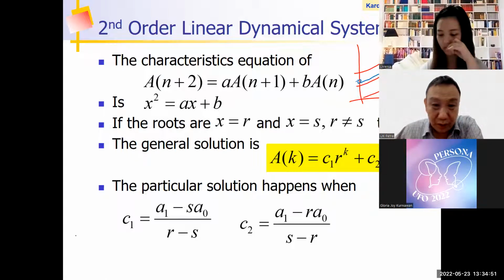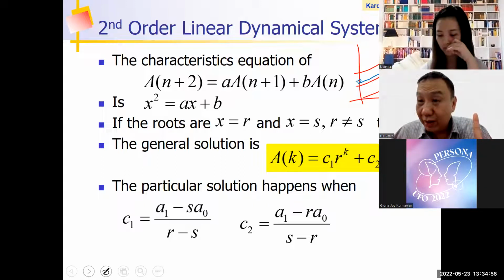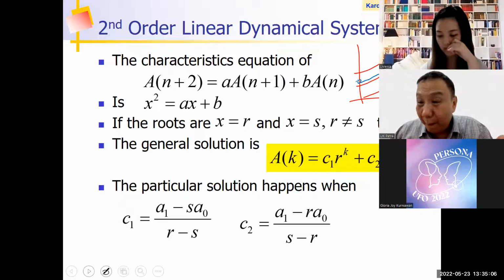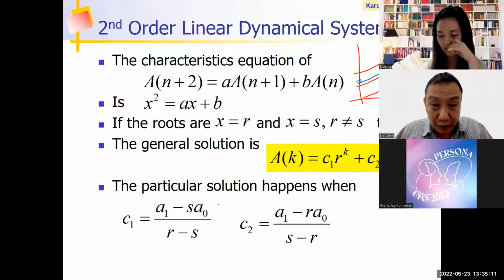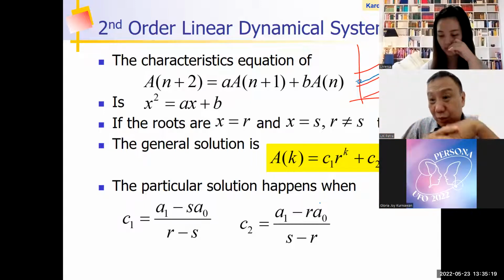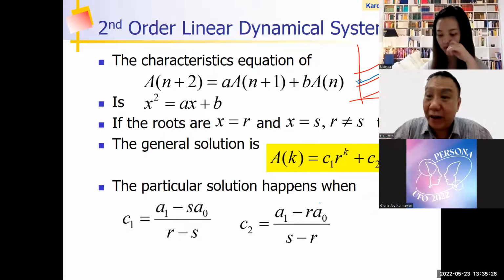Do you understand the meaning of general solution and particular solution? If you use simulation, if you enter into Excel, you can only get the blue line. You cannot get all these red lines. But using mathematics, using algebra like this, you can get the general solution, meaning all the possible lines. That's the difference between mathematics and simulation. Simulation is only one particular line.